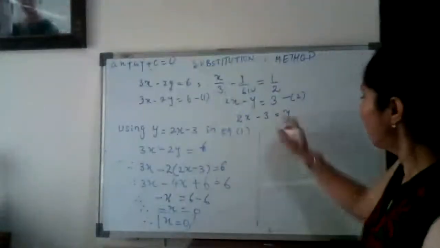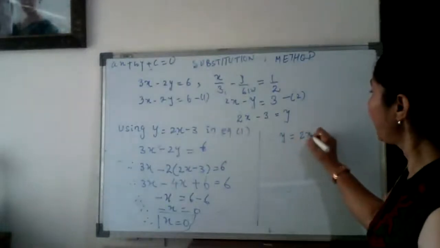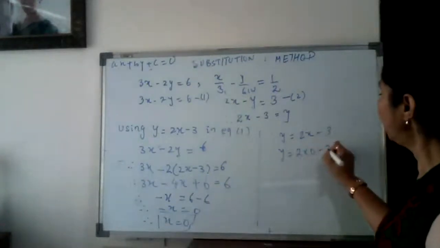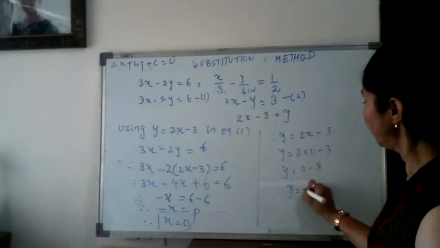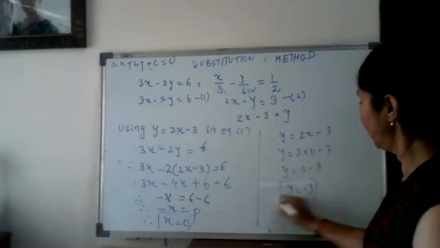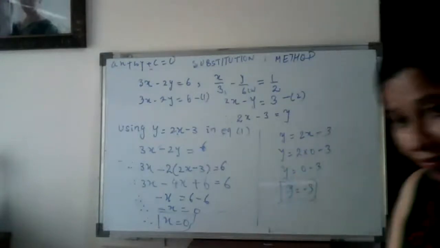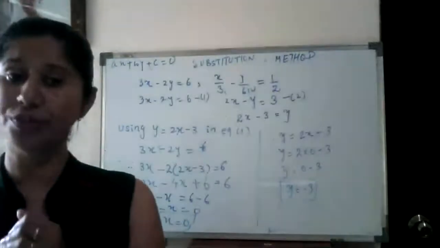So now therefore y is equal to 2x minus 3. Now quickly here we will put the value of x as 0. And this is y is equal to minus 3. So in the same way, we get the same value, 0, minus 3. So this is the substitution method.